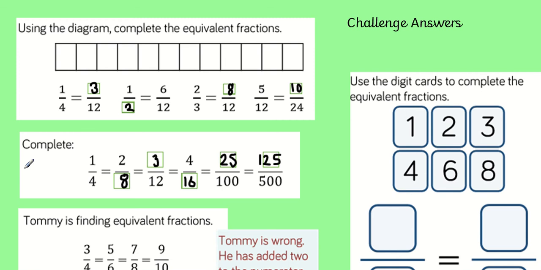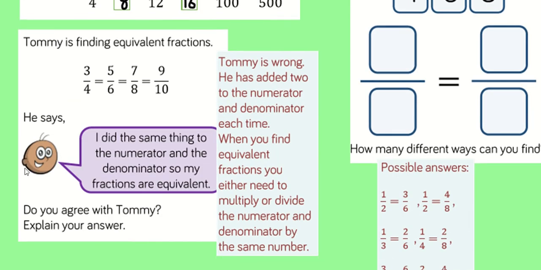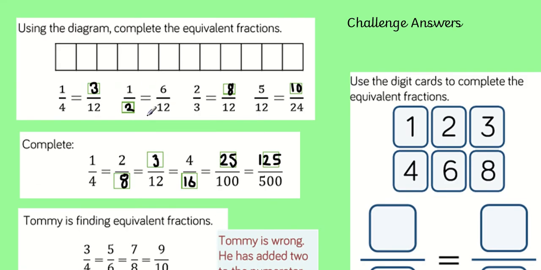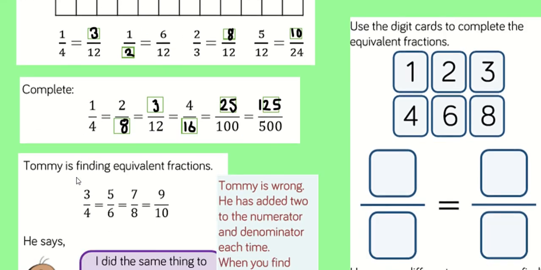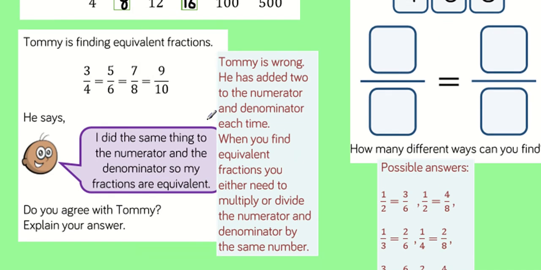And here we go, here are our answers then. So remember, you have to do the same thing to the top and the bottom, but only with multiplying. So Tommy is wrong here. Even though he's done the same thing, his fractions aren't equivalent. He's added to the numerator and denominator, so he's added 2 each time. When we find equivalent fractions, we need to either multiply or divide the numerator and denominator. Those are the operations we're working with. So even though he's done the same thing, he needs to be multiplying and dividing.